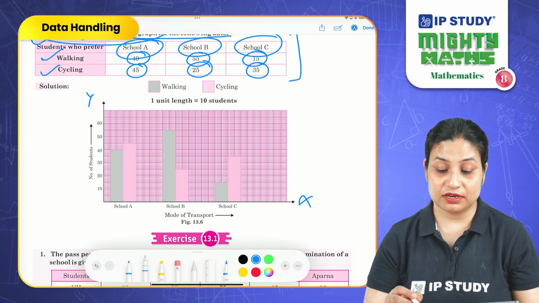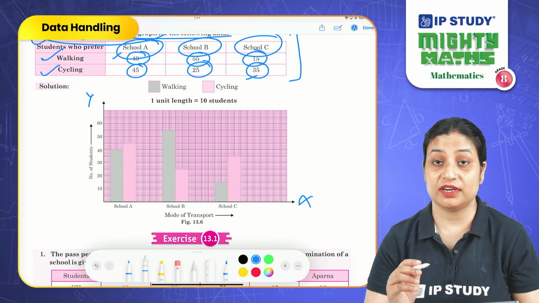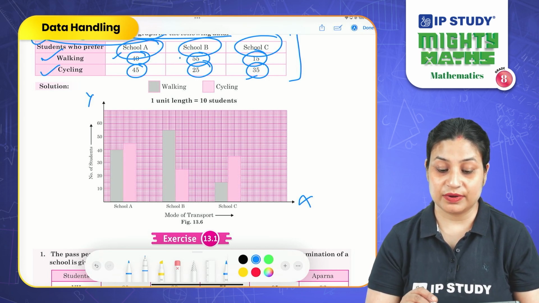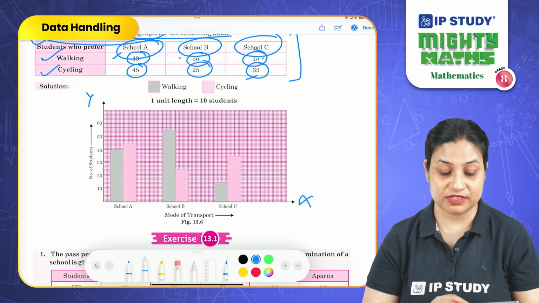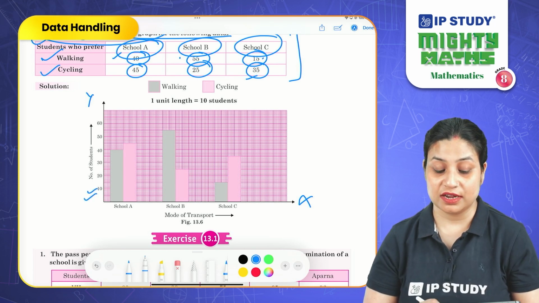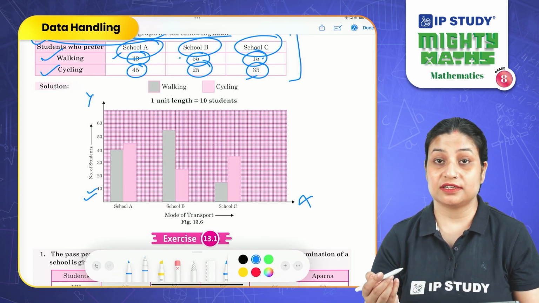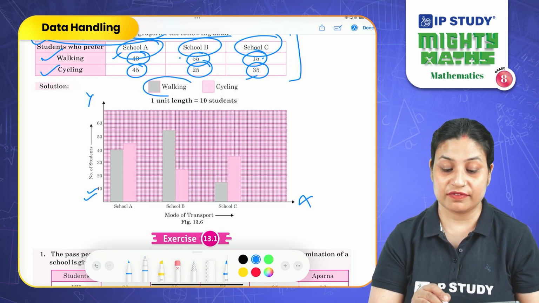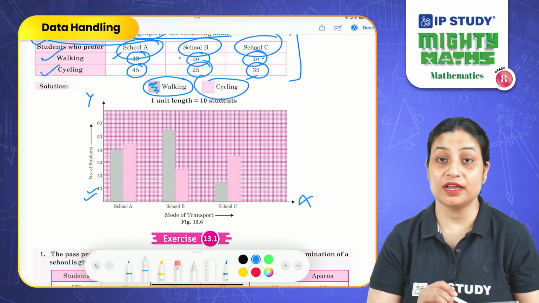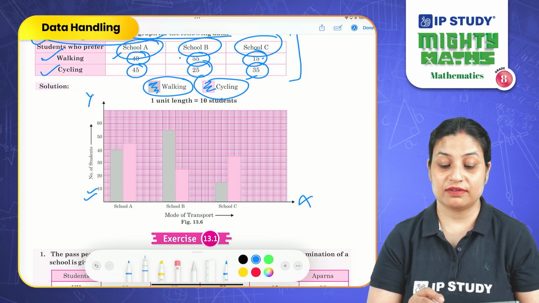So here, depending upon the number of values that we are having for this particular data, the maximum value is 55 and the minimum value is 15. So on the basis of that, we have taken 1 unit equal to 10 students, right? So here, let's start drawing for walking first. We are using gray color for walking and pink color for cycling. So let's draw the data for walking first.